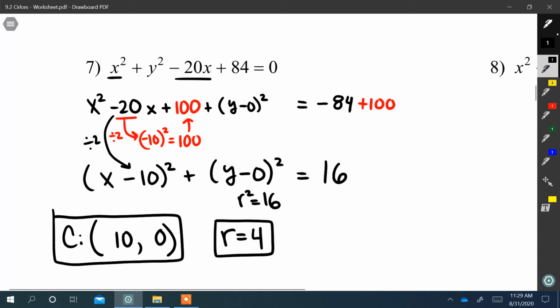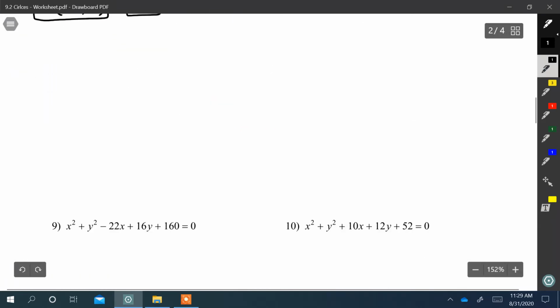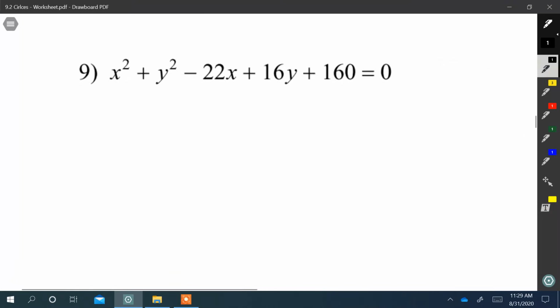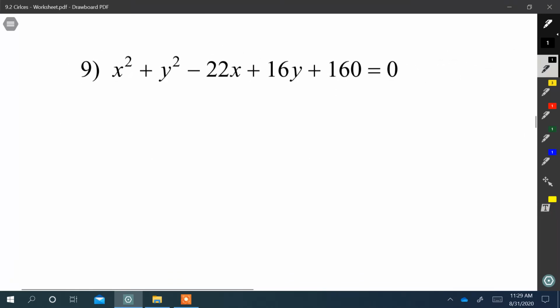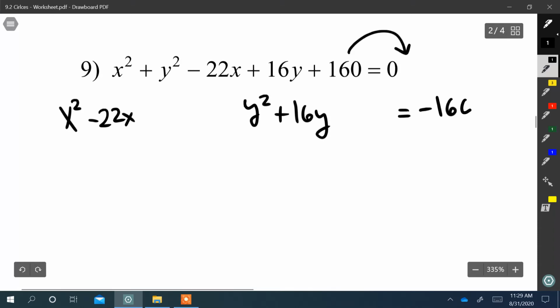All right, so let's keep going. You're going to be doing number 8 as well. Number 9, let's get that one done. So we have x squared minus 22x, and then we have y squared plus 16y is equal to, I'm going to bring this 160 to the other side.